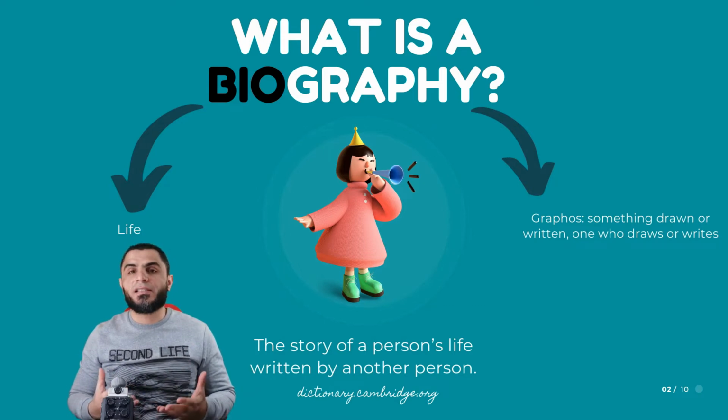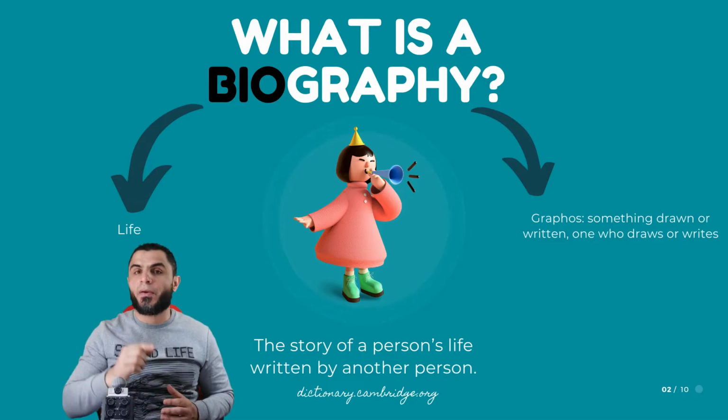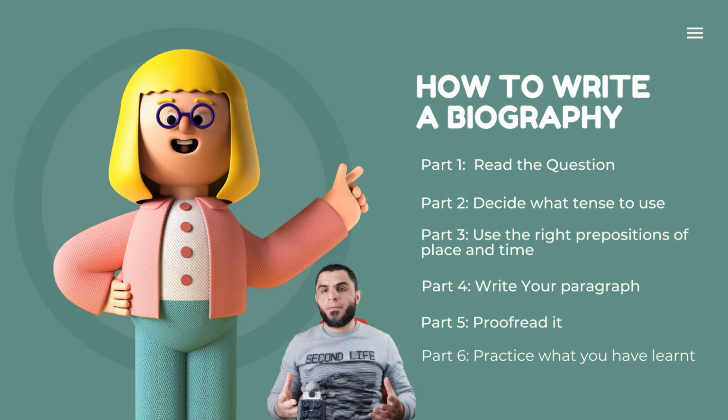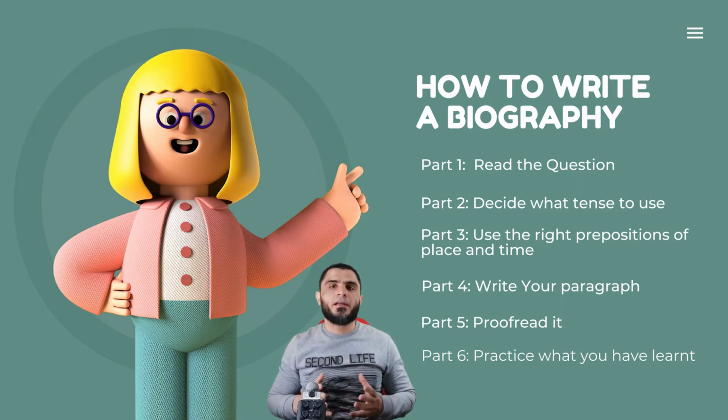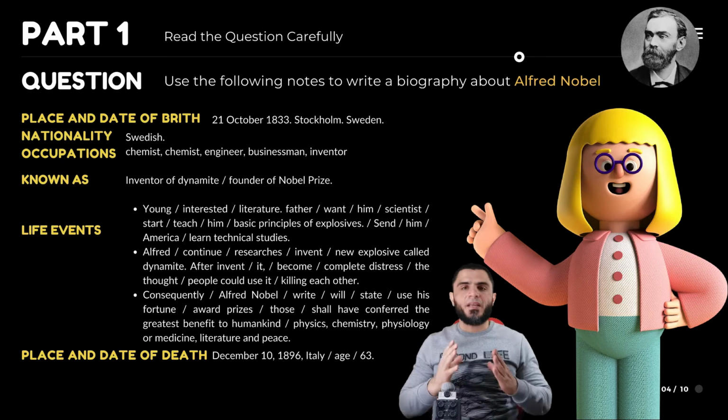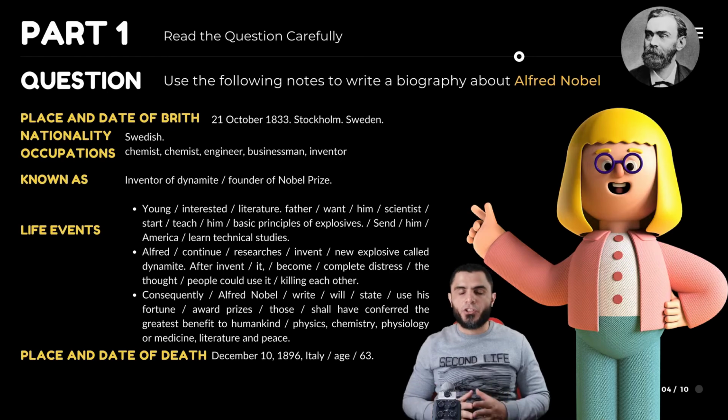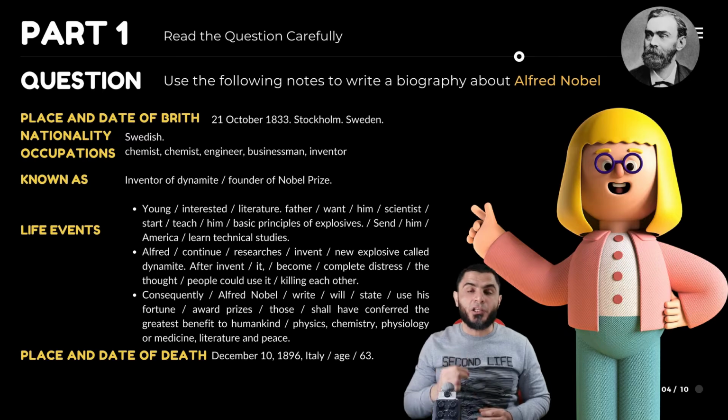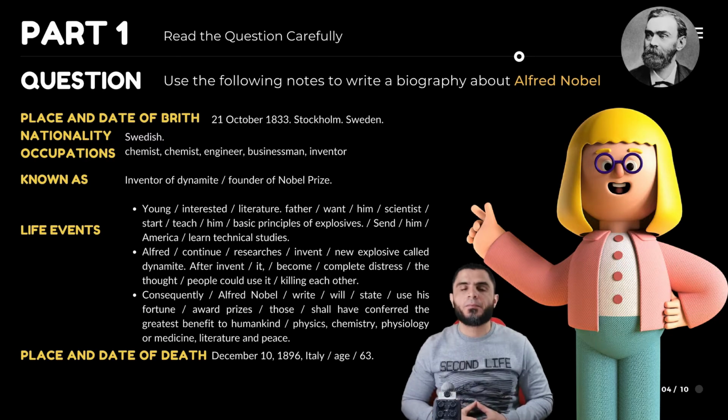So biography means the story of a person's life written by another person. So when you are given such a writing task, you have to write a very short story of a person's life. To be on the safe side and to get a good grade, we will go over 6 different steps. The first step is reading the question carefully, which goes as follows. Use the following notes to write a biography about Alfred Nobel.